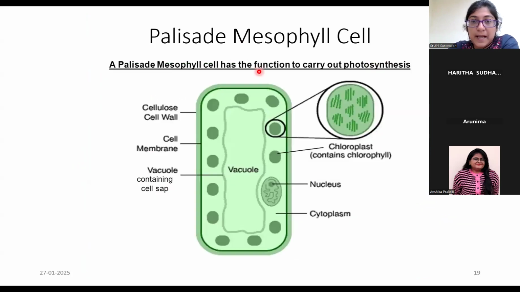So one single palisade mesophyll cell looks like this. It has a cell wall, a cell membrane, and other organelles: a vacuole, a nucleus, cytoplasm, and something called the chloroplast. Inside a palisade cell, photosynthesis occurs in this organelle called the chloroplast.